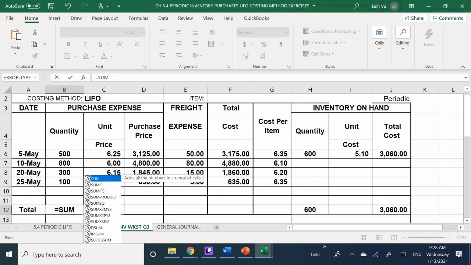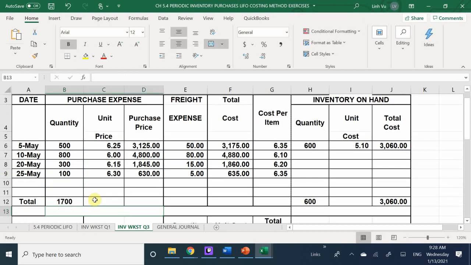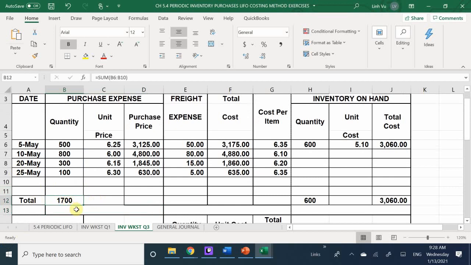So what's my total quantity? 1,700. Yes. What's my total purchases? And my freight, 150, and then my total cost, 10,550. Good. So again, we don't need this one. I'm going to reformat this. Okay, so there you go.